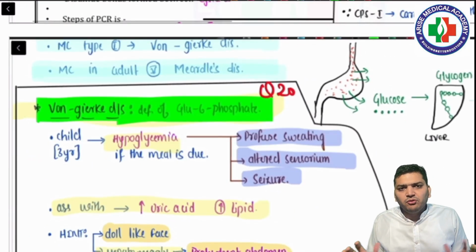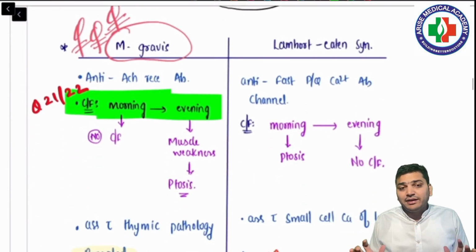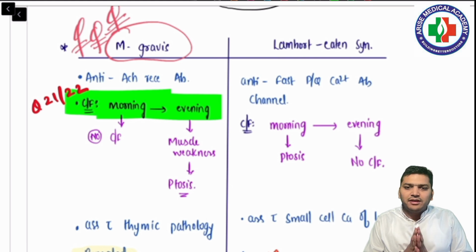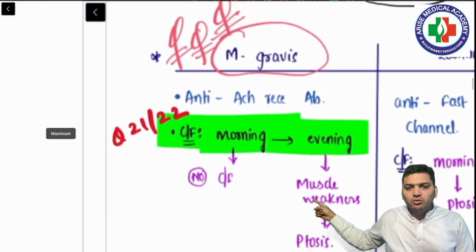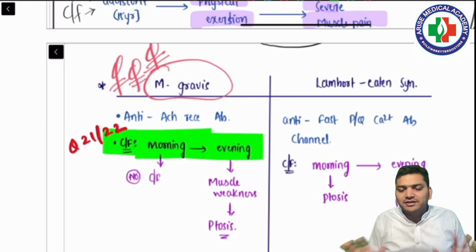Von Gierke disease, a direct question: which enzyme deficiency leads to Von Gierke disease? It is the glucose 6-phosphatase deficiency. Now, interestingly, there were two questions from myasthenia gravis, in the first half as well as in the second half, and the keyword in both of them was: in the morning there is no clinical feature. In the morning there is no clinical feature, but in the evening the patient was having ptosis, having muscle weakness. Right, that was the key in both of them.